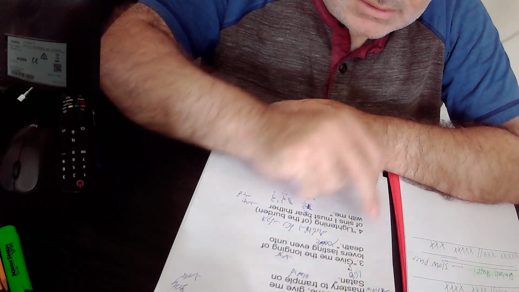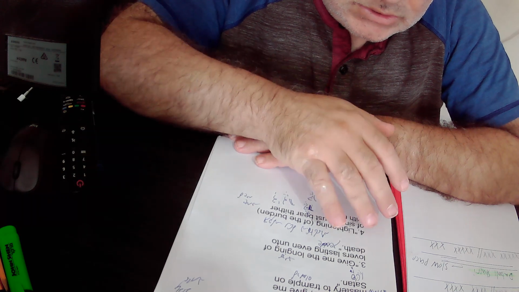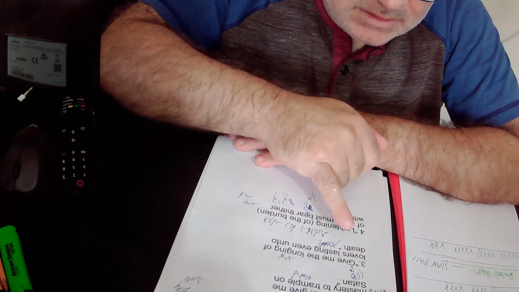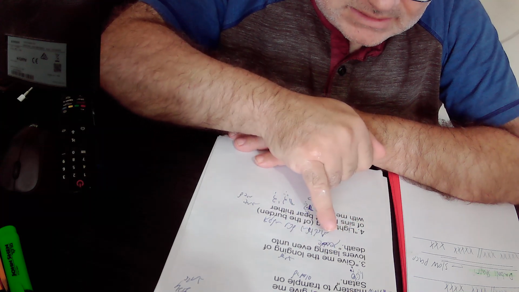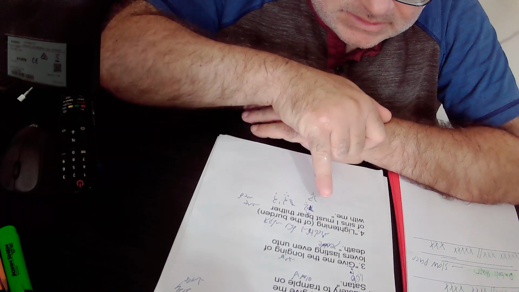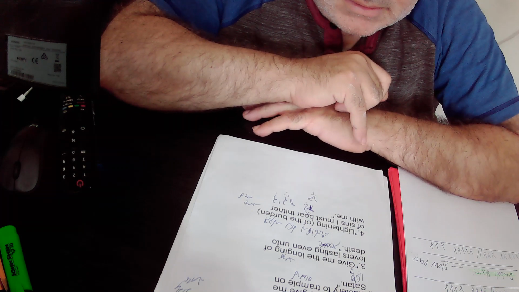O one God, thou didst create the face of every form. Shield me, give me mastery to trample on Satan. Give me the longing of lovers lasting even unto death. Lightening of the burden of sins I must bear thither with me. Okay?